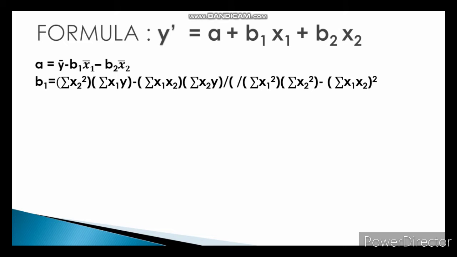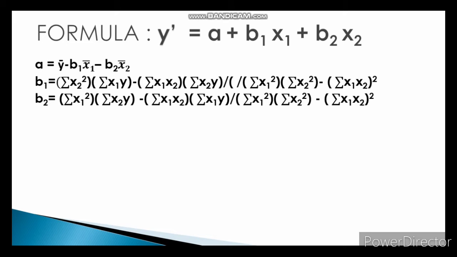At kay b sub 1 naman, yung formula niya is summation of x sub 2 square multiply to the summation of x sub 1y minus to the summation of x sub 1 x sub 2 multiply to the summation of x sub 2y all over to the summation of x sub 1 square multiply to the summation of x sub 2 square minus to the summation of x sub 1 x sub 2 quantity square.